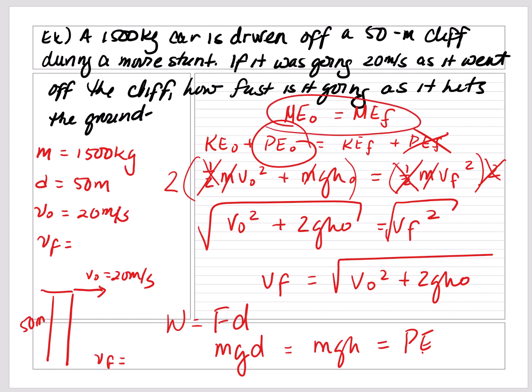Mechanical energy initial equals mechanical energy final. If you notice, we didn't care what direction it went. If the velocity initial went to the right, but it dropped vertically, it is because energy is scalar. We don't want to account for direction. There is no x and y.